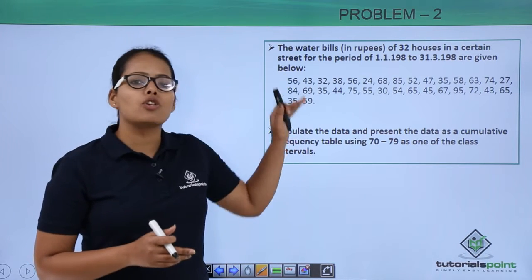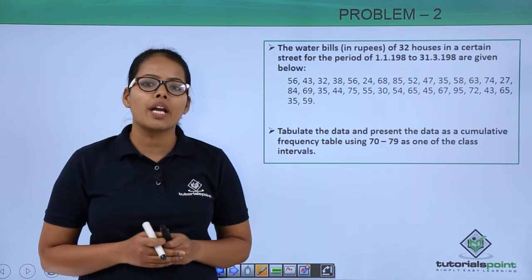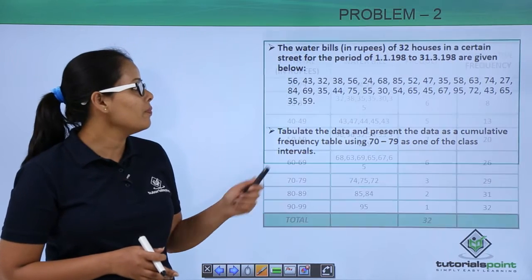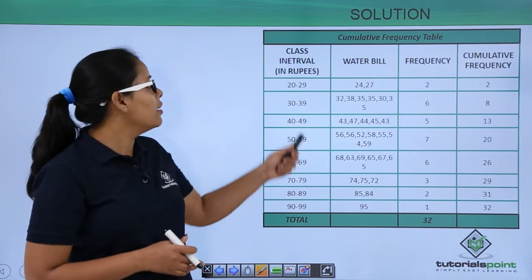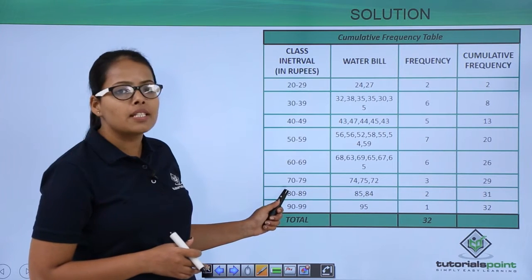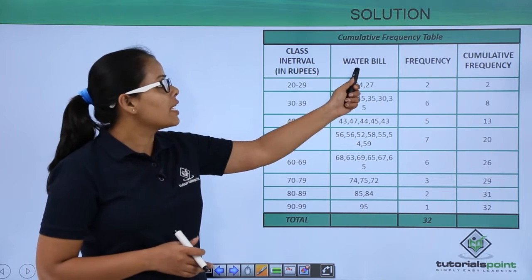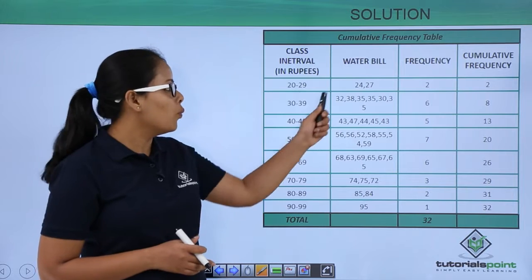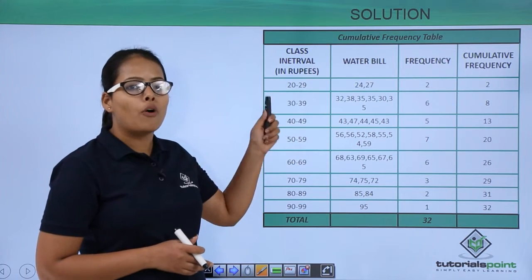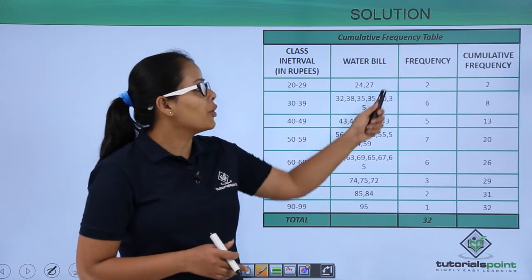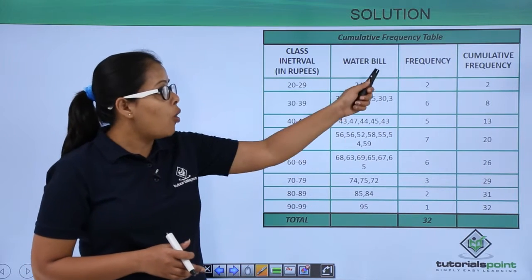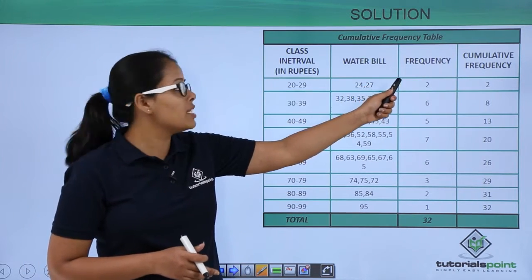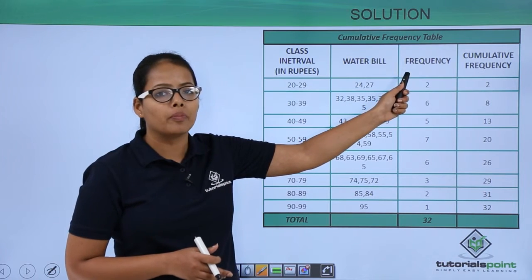So now the rest of the class intervals, how are you going to write? Let's see. Here in this frequency table you can see our first column represents class interval, our second column represents water bill or the observations falling under these intervals, frequency and the cumulative frequency. You know that you can only calculate the cumulative frequency when you have the frequency column.